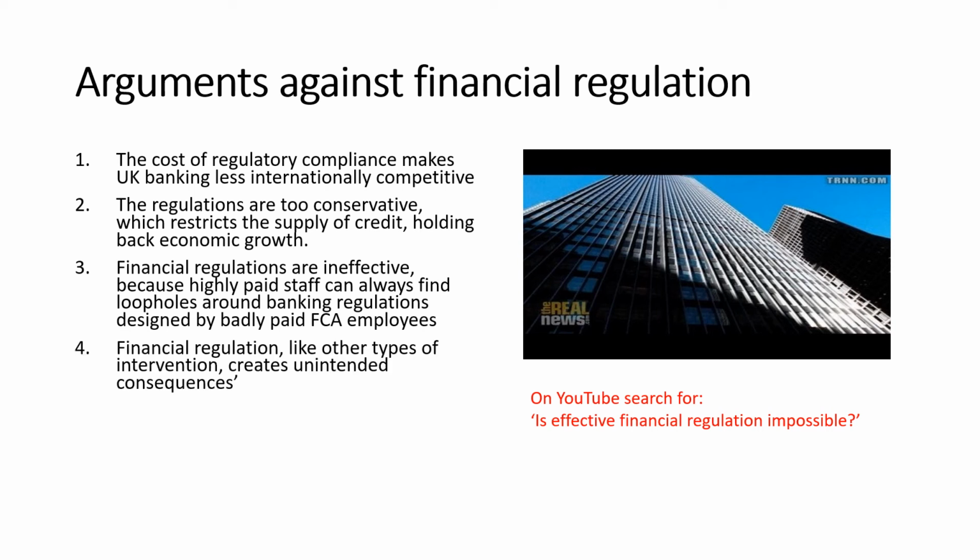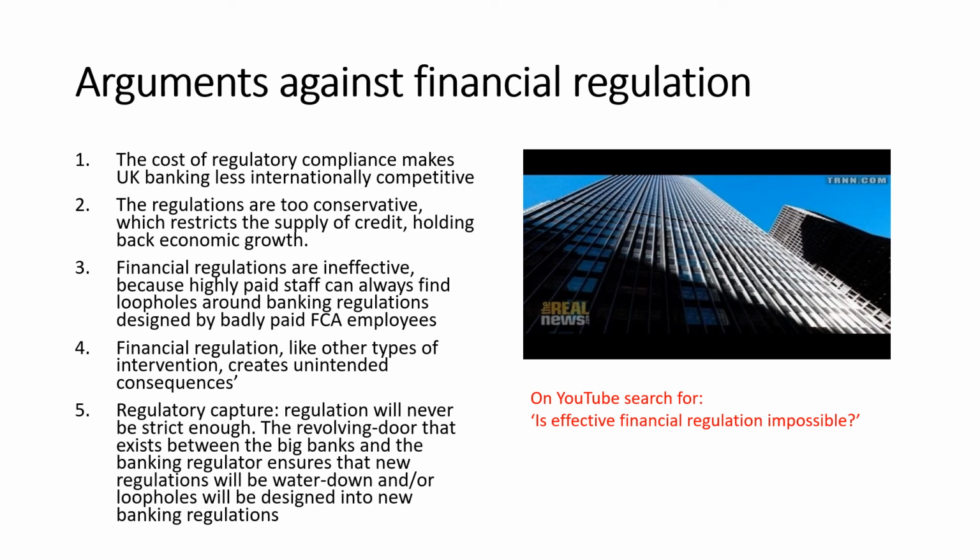So the staff at Goldman Sachs, whatever the FCA designed regulation-wise, can find ways of avoiding those regulations, making the regulations ineffective. Financial regulation, like any other type of regulation, creates unintended consequences. You can try to regulate something with the best of intentions, but then human beings, being what they are, unpredictable, might react in a manner you didn't expect, and their reaction might create an undesirable consequence.